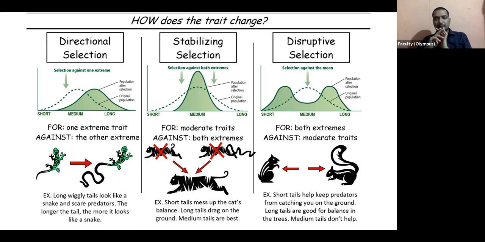Okay. I hope this concept of different types of natural selection is clear to you. Now let's look into human examples. Directional selection, stabilizing selection, disruptive selection.